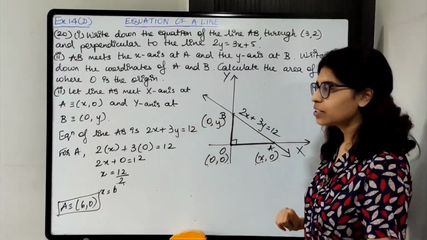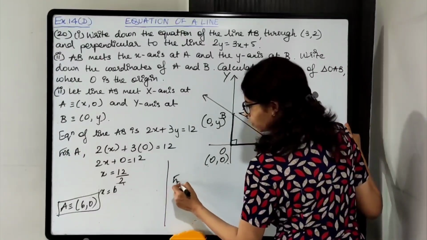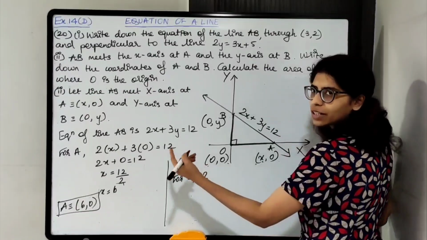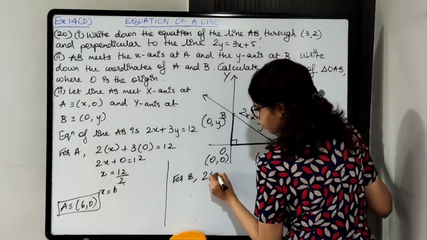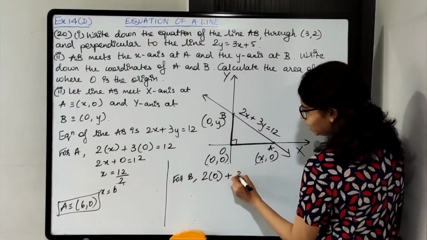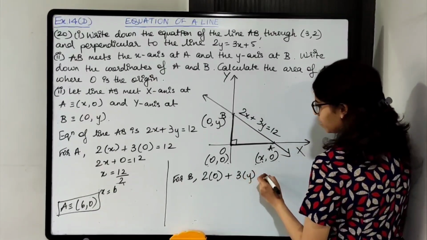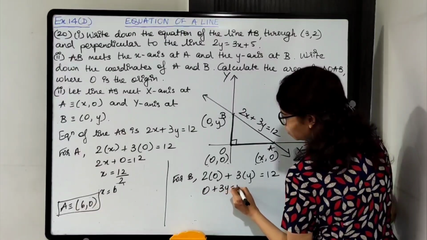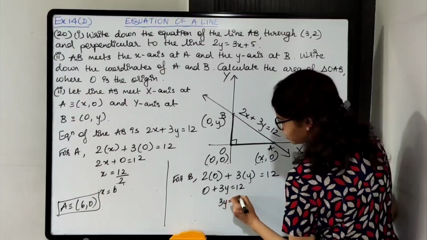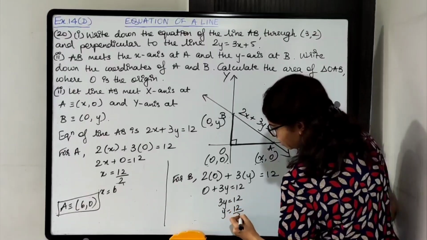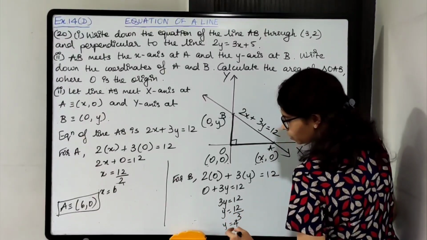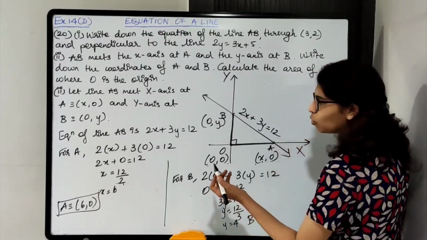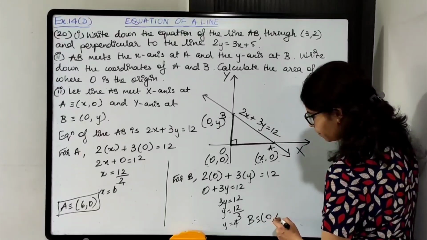Same way we'll find coordinates of B. So for B, 2 into x coordinate is 0 and y coordinate we'll keep as it is, equals to 12. So 2 into 0, 0 plus 3y is equal to 12. So 3y is 12, that is y is equal to 12 by 3, which gives 4. Okay, so y मिल गया. So therefore B will be 0 comma y, that is 0 comma 4.